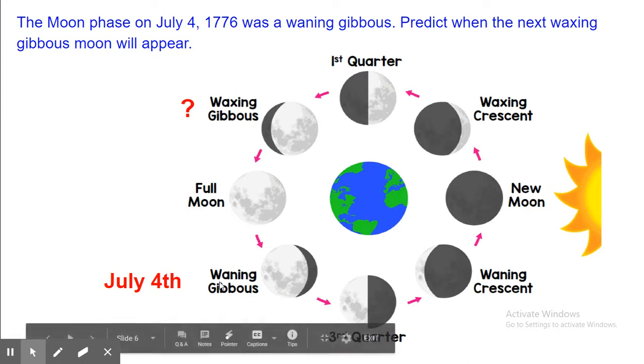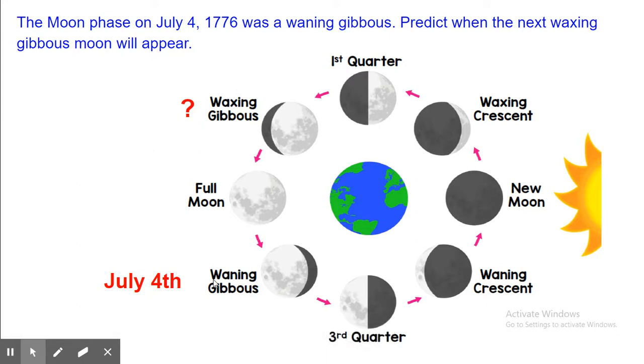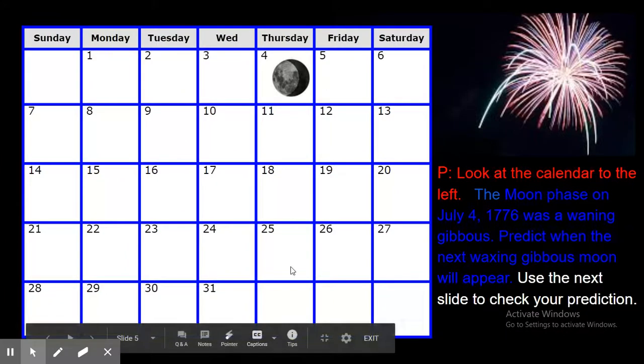So I would add 21 days to July 4th. So 21, 22, 23, 24, 25. July 25th, we would have a waxing gibbous. So I could go here and state waxing gibbous.